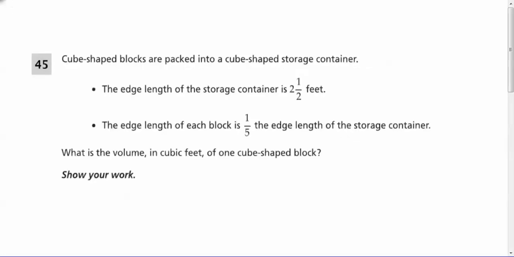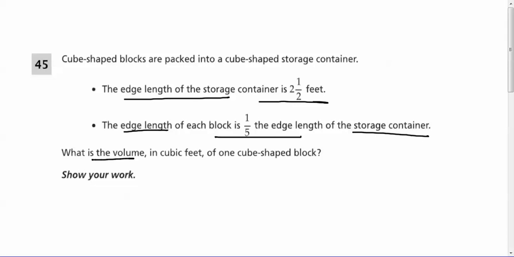This next question involves volume, okay? We've got cube-shaped blocks that are packed into a cube-shaped storage container. They give us the edge length of the storage container, and that's 2.5 feet, right? They give us the edge length of the block, and they say that the edge length of each block is 1/5 the edge length of the storage container. So obviously these blocks that are going into the storage container are smaller. It says, what is the volume of one cube-shaped block? Not the storage container, but what is the volume of one of the blocks?